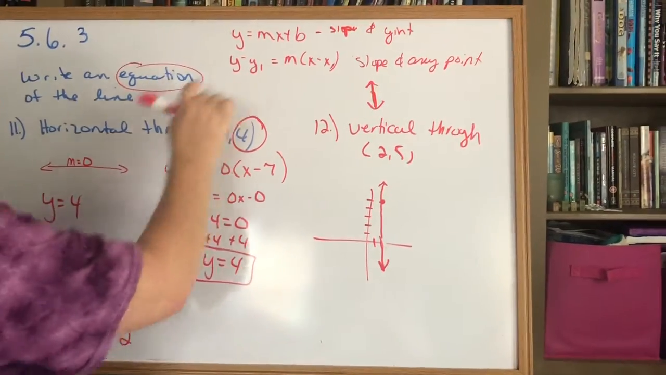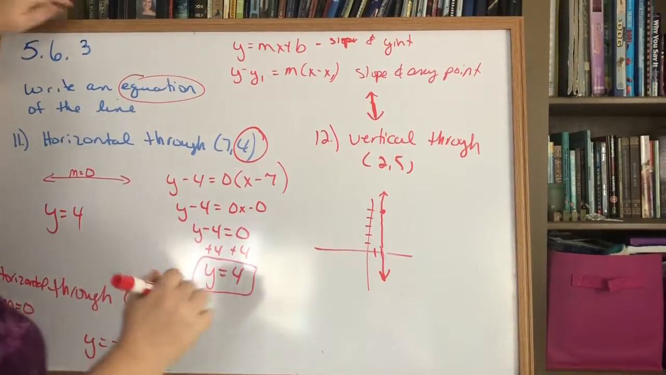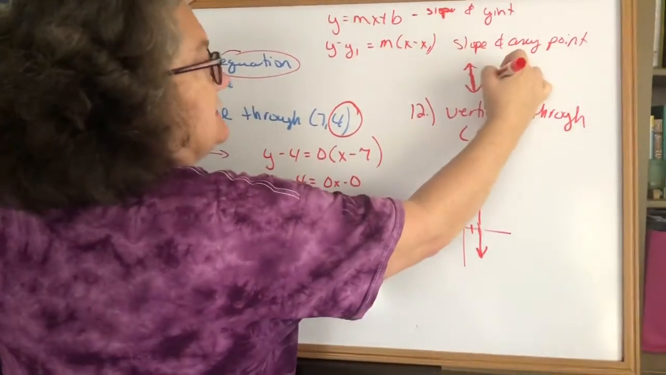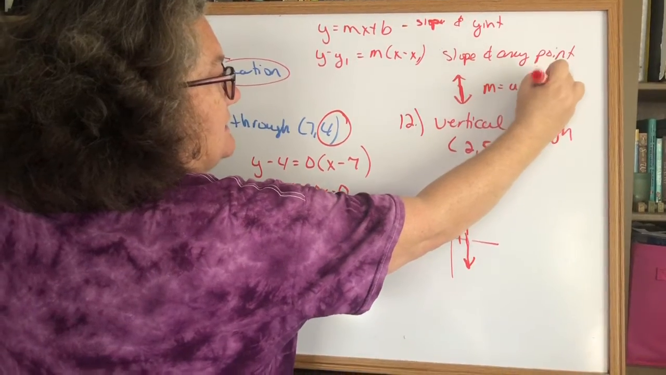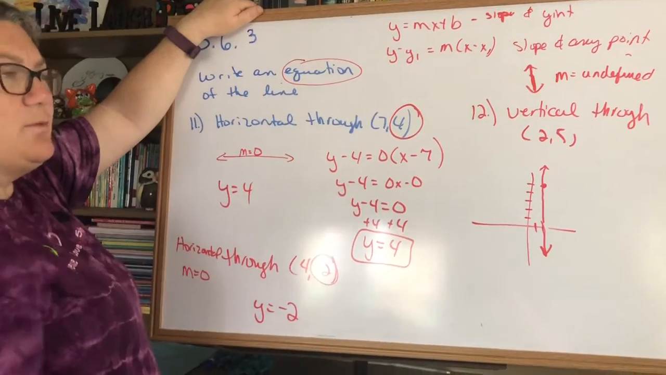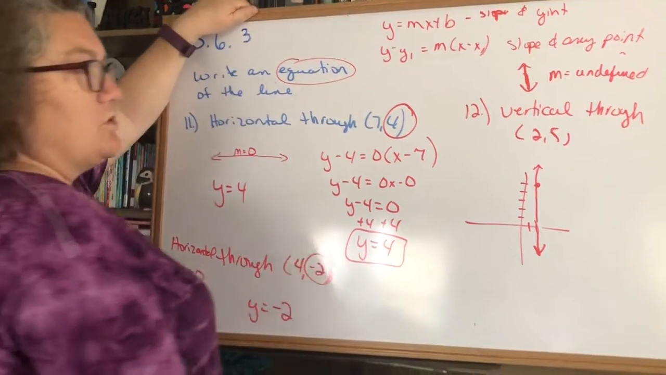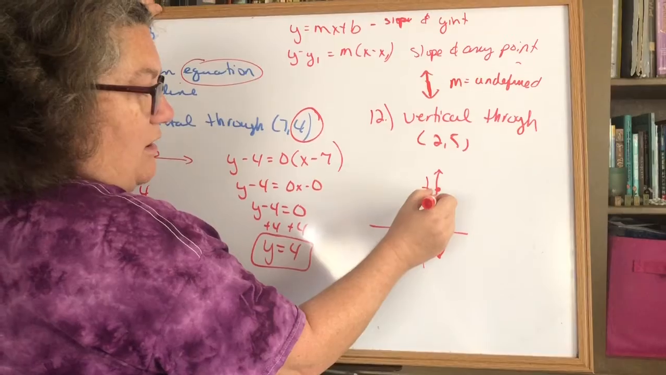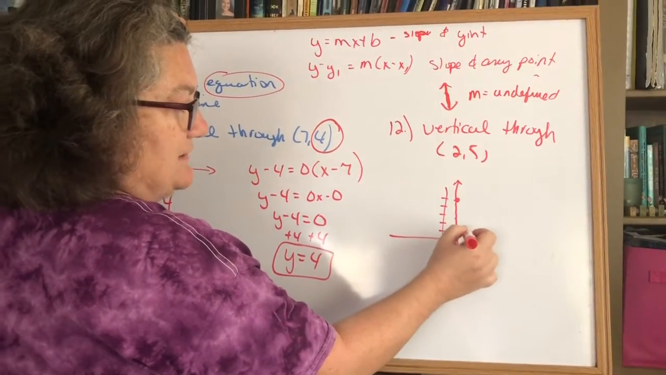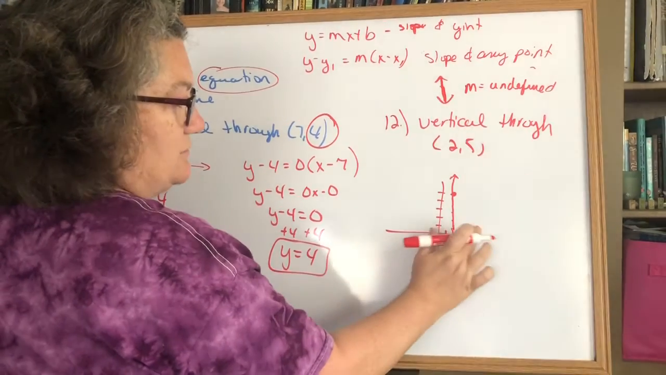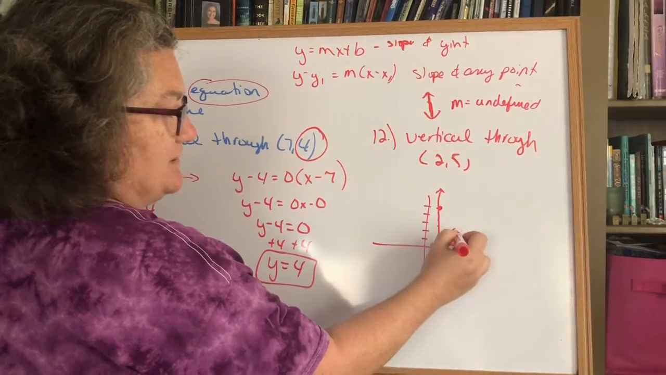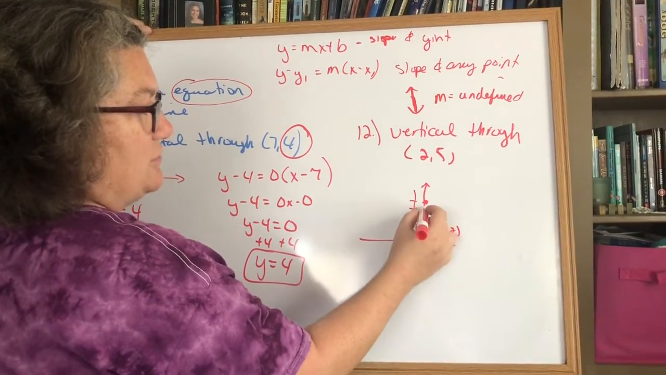So we could use this equation up here, but what is the slope of any vertical line? The slope is undefined. So how are we going to write that? How would we write undefined in that equation for m? Are we going to write out the word undefined? Nope. We're going to realize what all of the points on this line are. This point right here would be (2, 0). This point would be (2, 2), (2, 3), (2, 4), (2, 5).